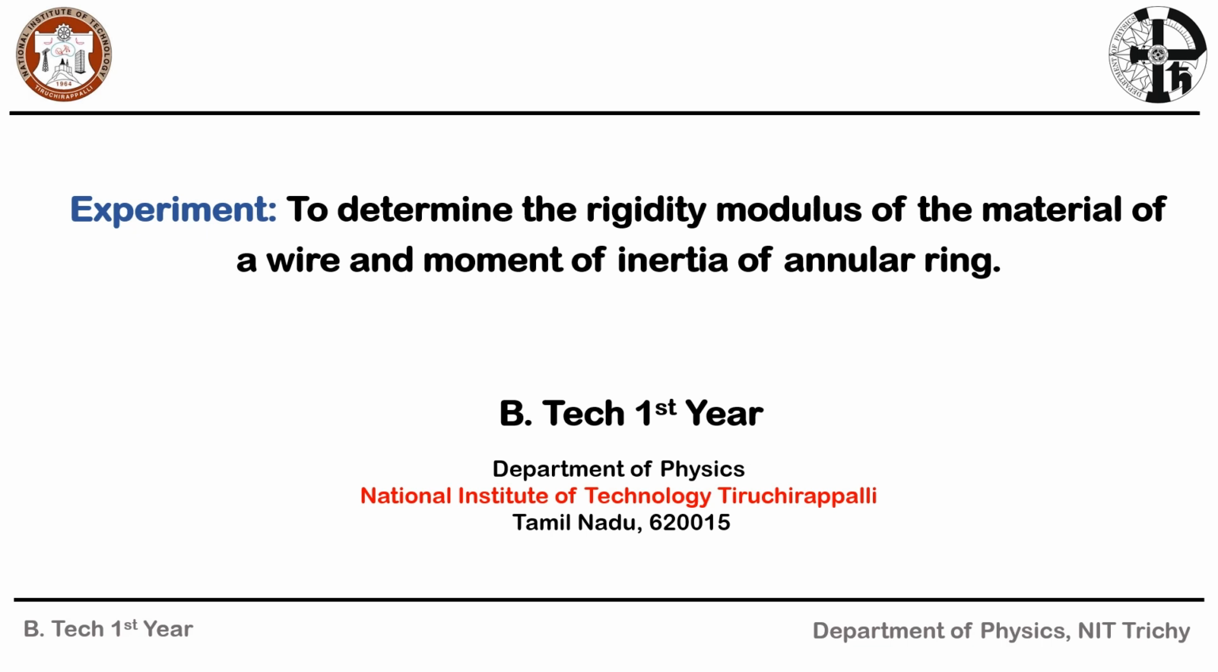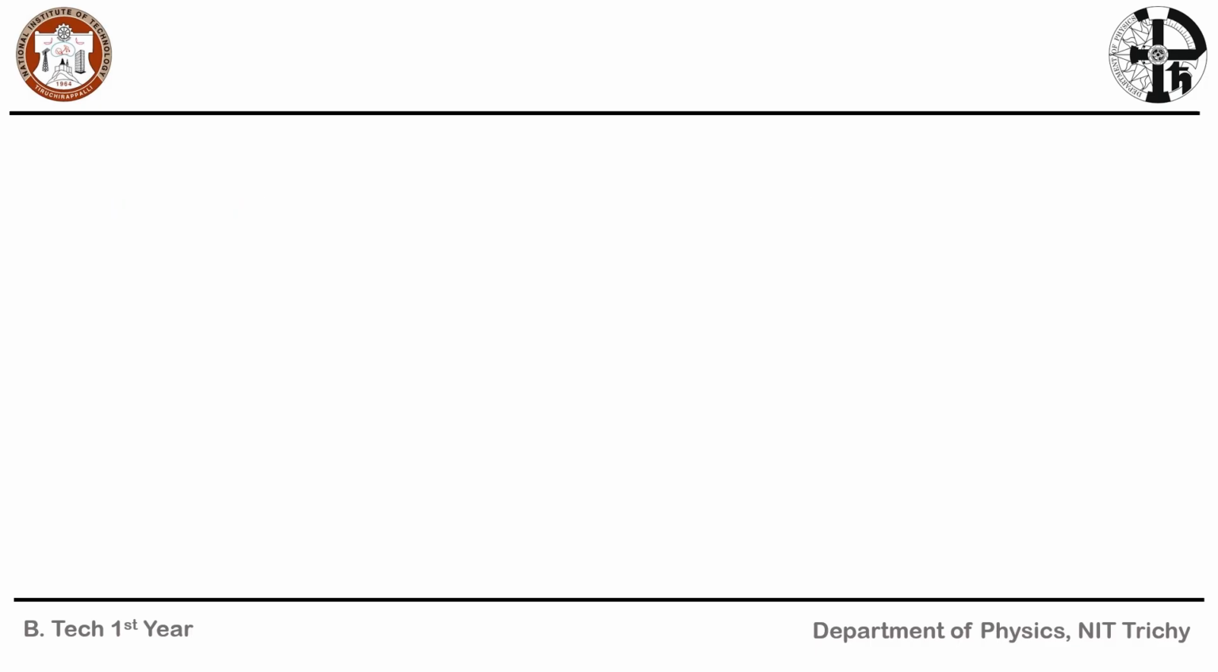Hello everyone. In this video, we are going to learn how to determine the rigidity modulus of the material of a wire and moment of inertia of annular ring. When we are applying the external force on the body, then this external force can be quantified in terms of stress, that is force per unit area.